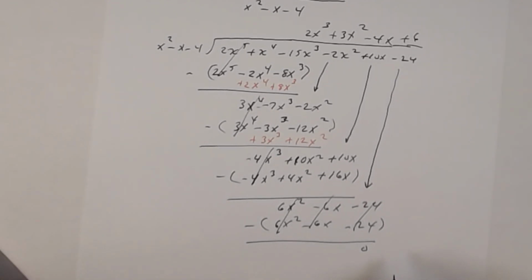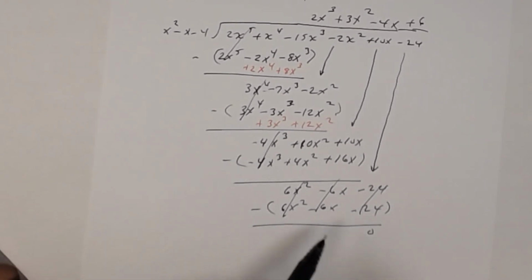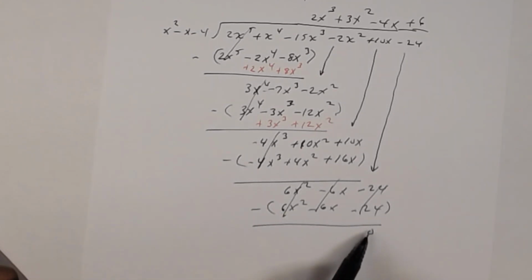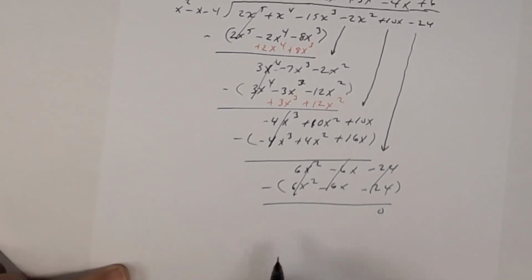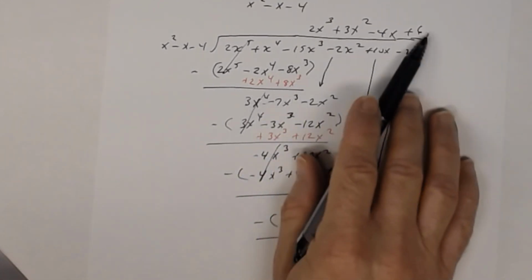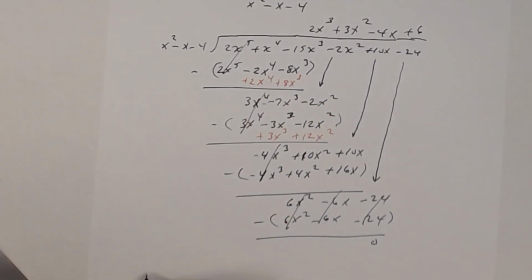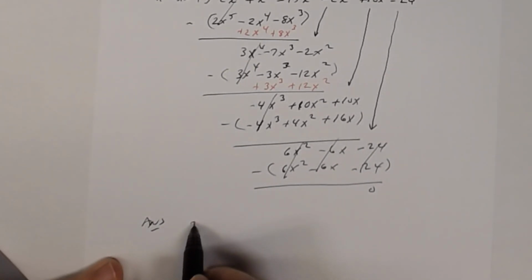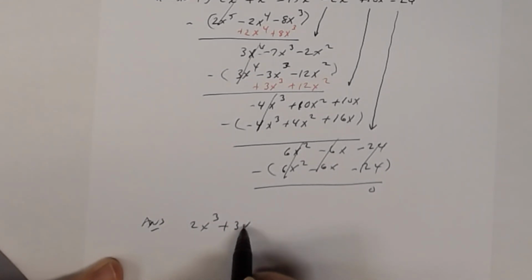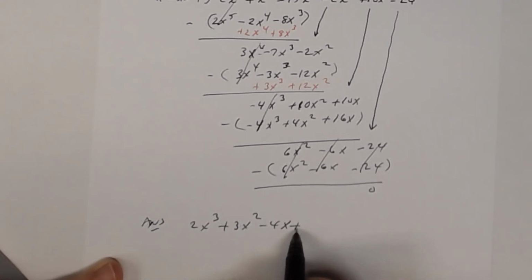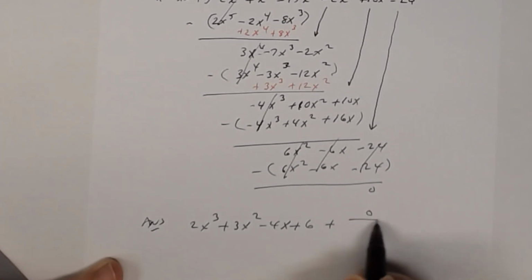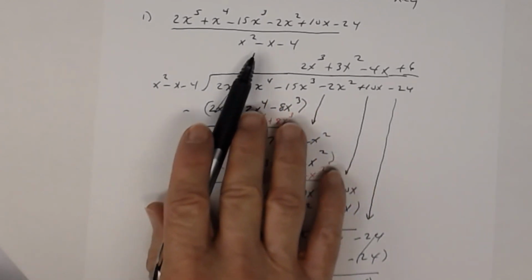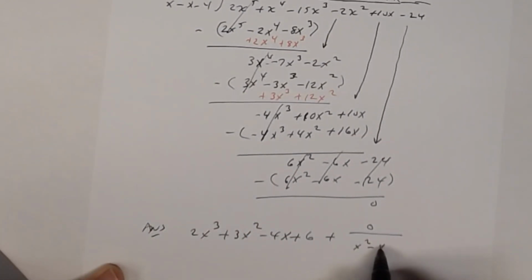So you're done. The degree of a constant is 0, and 0 is less than the degree of x squared. And besides, you have a remainder 0, so you're done. So now how do you write the answer? Remember, this is your quotient. So the answer, you're going to say the quotient, which is 2x cubed plus 3x squared minus 4x plus 6, plus the remainder divided by the divisor. Remember, this is your divisor, so divided by x squared minus x minus 4.